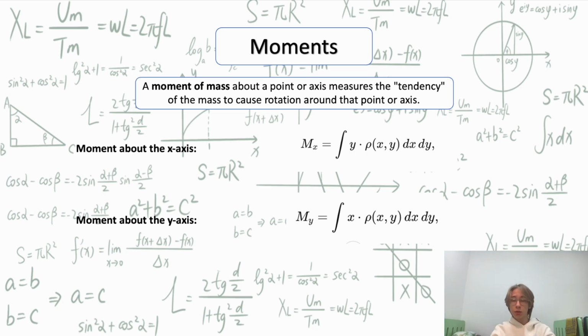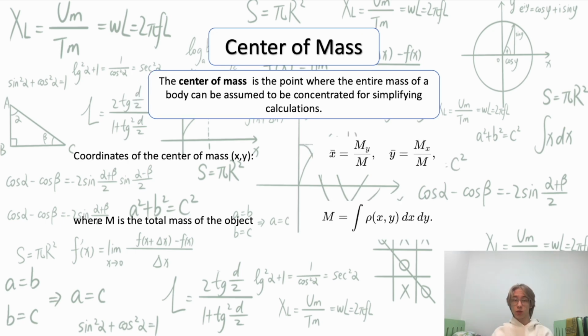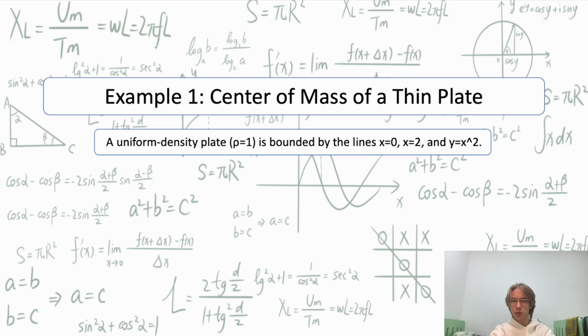Let me just explain the center of mass. What is it? The center of mass is the point where the entire mass of a body can be assumed to be concentrated for simplifying calculation. So the center of mass wouldn't be rotating around an axis or point. It's just a point. It wouldn't be rotating around anything. So let's just watch an example.